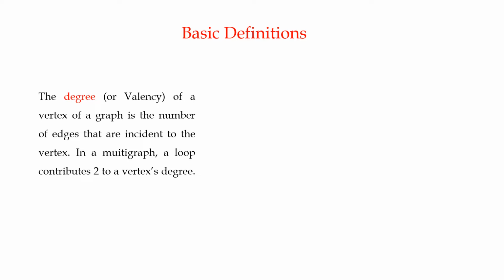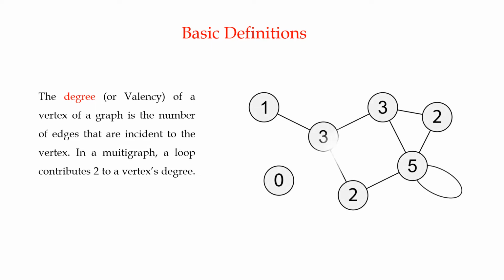Next one is the degree of a vertex, or the valency of a vertex. The degree of a vertex of a graph is the number of edges that are incident to the vertex. In a multigraph, a loop contributes 2 to a vertex degree. This diagram represents its vertex degrees. Vertex degrees are notated inside the circle.